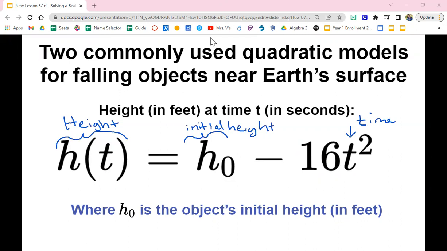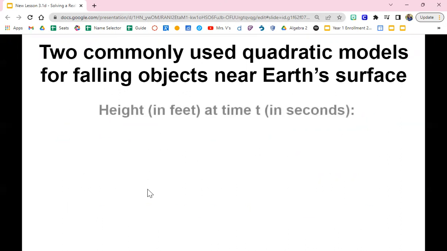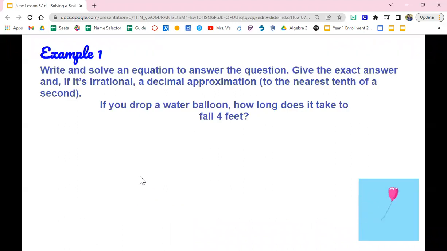So we're going to identify what's unknown and then solve for what we have with what we have. Okay. Listos. Here we go. All right. So here's our first example. It says right here, write and solve an equation to answer the question. Give the exact answer and if irrational, meaning that it has a square root, find the decimal approximation to the nearest 10th of a second.